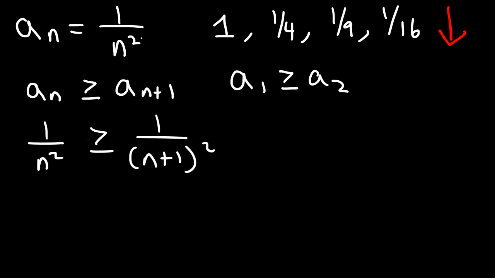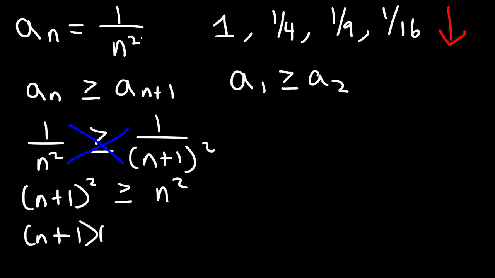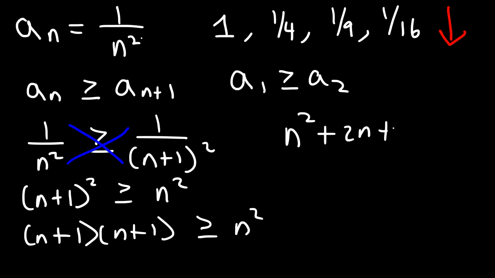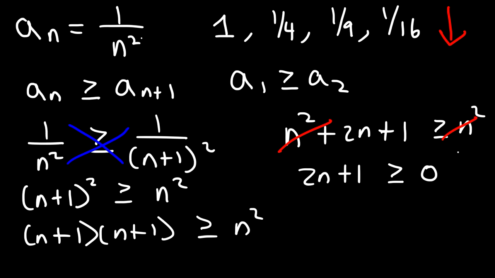So let's cross multiply. We're going to have n plus 1 squared is greater than or equal to n squared. Now we need to FOIL n plus 1, so we need to multiply it by itself. If we do that, we're going to get n squared plus 2n plus 1, and that's greater than or equal to n squared. Subtracting both sides by n squared, we will be left with 2n plus 1 is greater than or equal to 0.